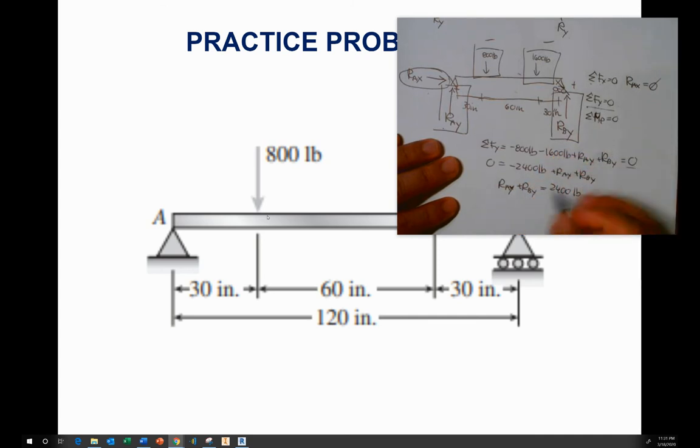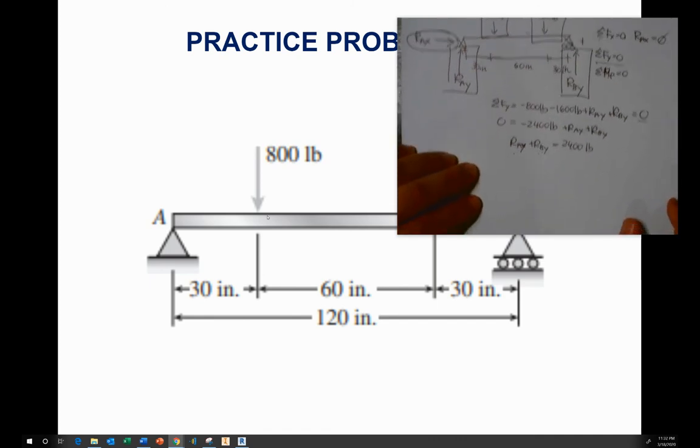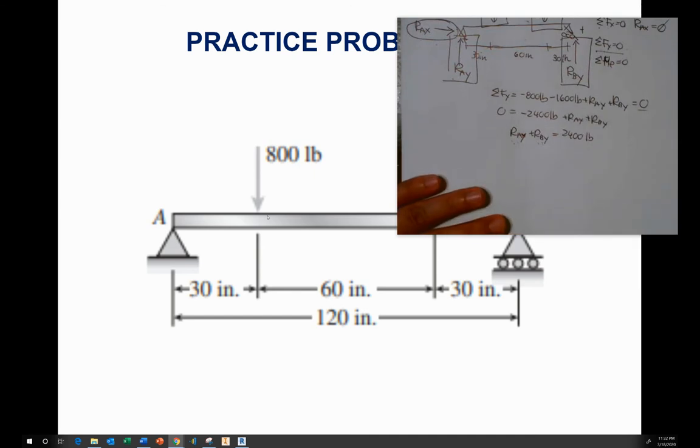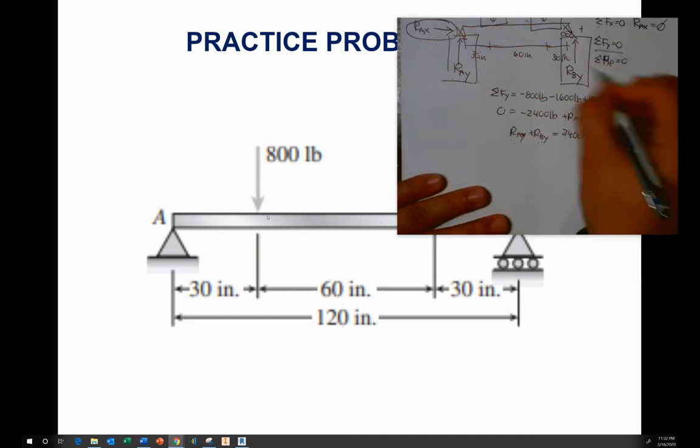Now someone will incorrectly assume that this means that each of these is 1,200. It's not going to be. I've done enough of these problems to know that that's not the case. Well, I can't solve this. Why? Because I have two unknowns and only one equation. We have to create a system of equations. So that's where this third one comes into play.